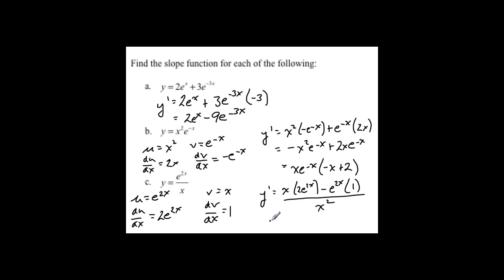And then we can simplify this a little bit here. We have 2x e to the 2x minus e to the 2x, all divided by x squared.